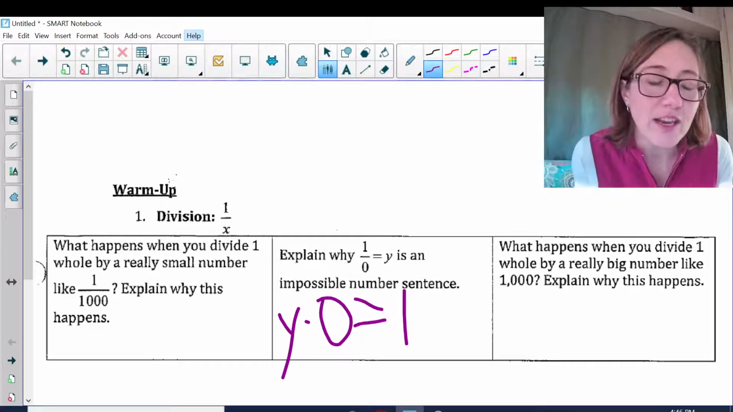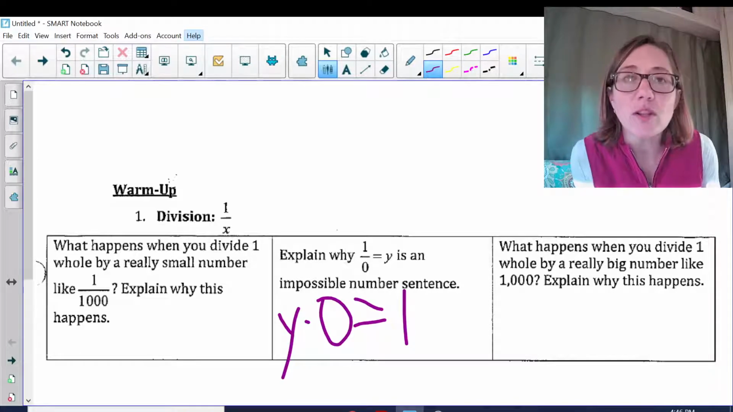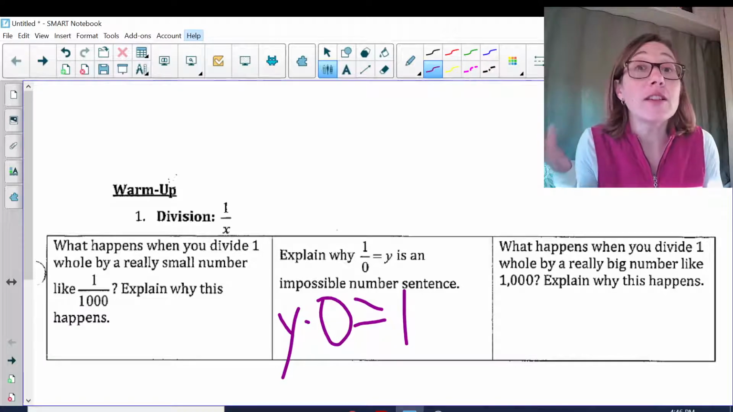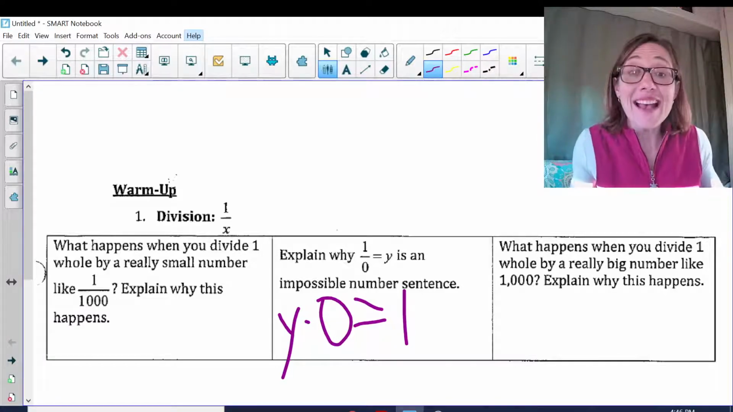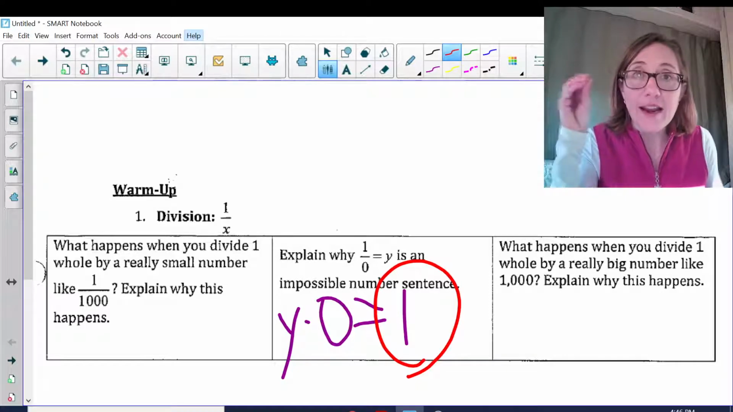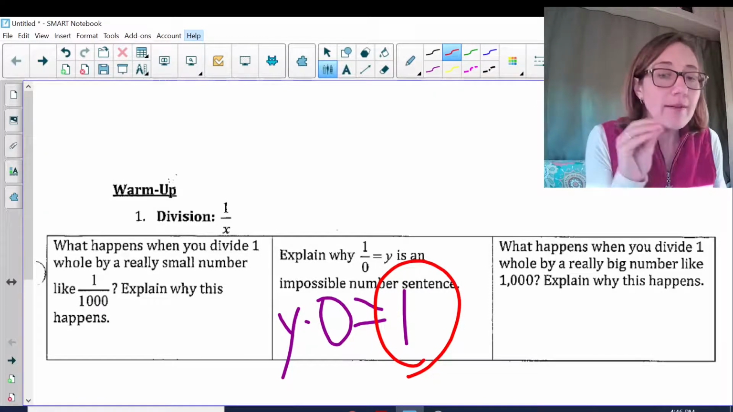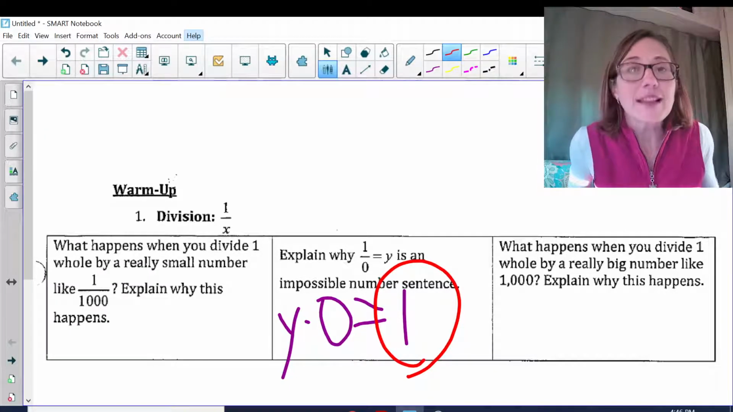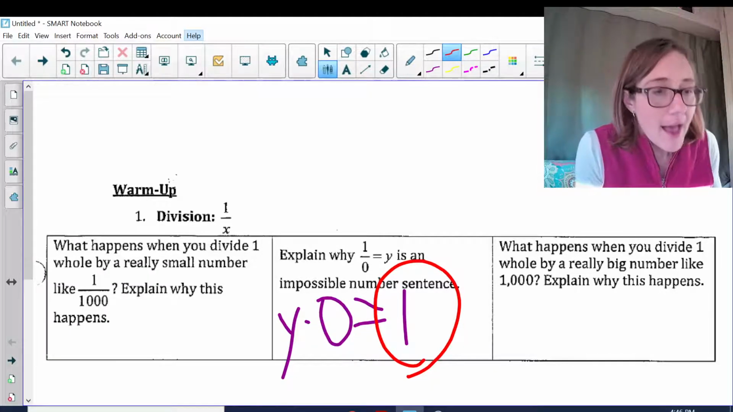However, we have an issue here because what happens when you multiply by 0? Anything that you multiply by 0 always turns out to be what? Yeah, 0. So there is no possible way you can get a number 1 if you have something that you're dividing by 0. It doesn't work. Doesn't make sense. So that's why that's an impossible number sentence.